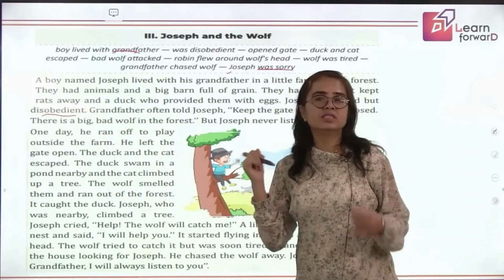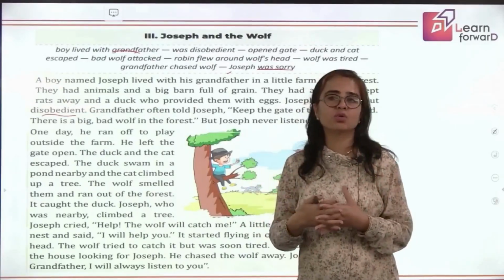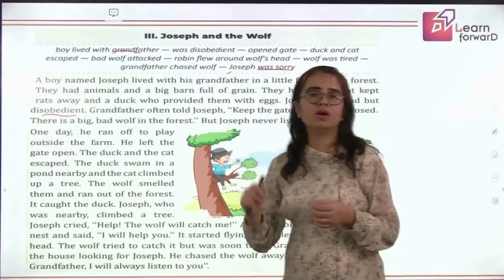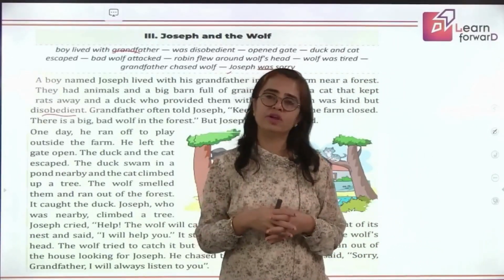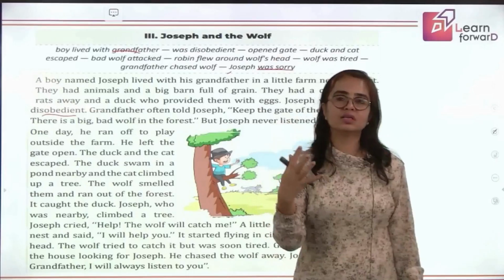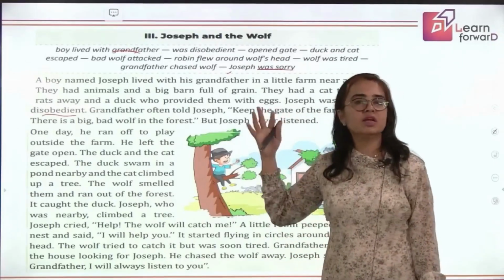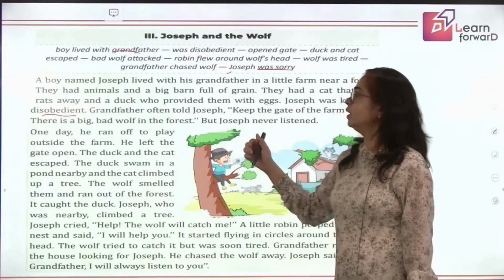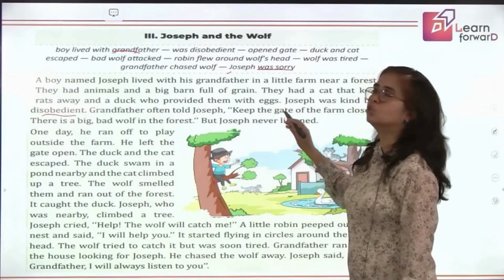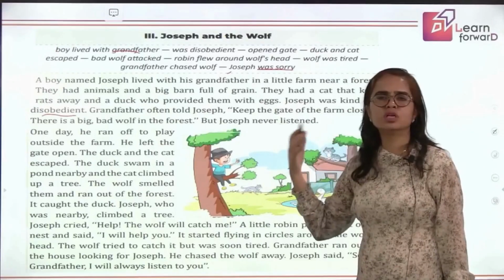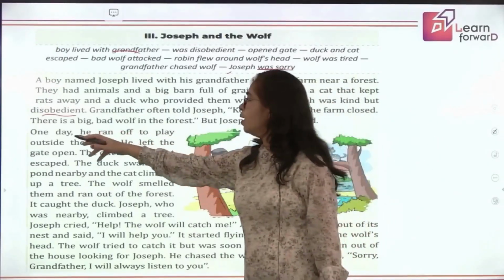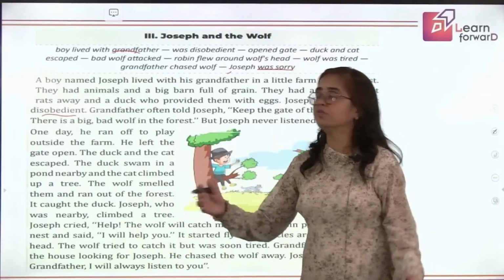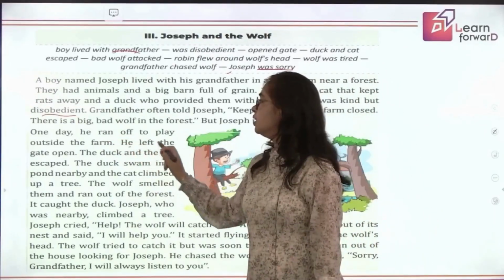Just like when your parents go out, you are alone at home or with your sibling, they instruct you, keep the door latched, don't open the gate if anybody comes. So these are the instructions for your safety. The same way grandfather also instructed him to keep the gate locked. But Joseph never listened. So he used to just open the gate off and on. One day he ran off to play outside the farm. So he just left the gate open. He also went outside. He left the gate open.